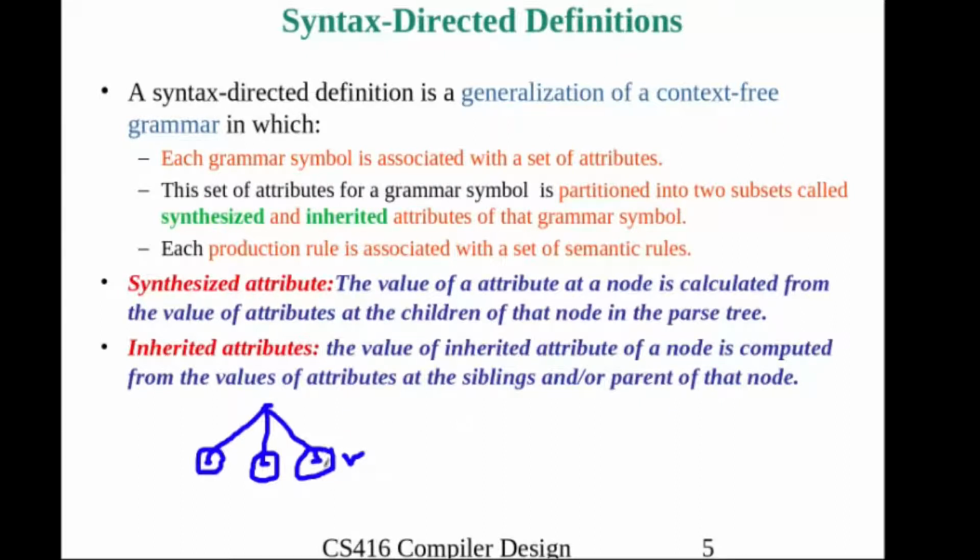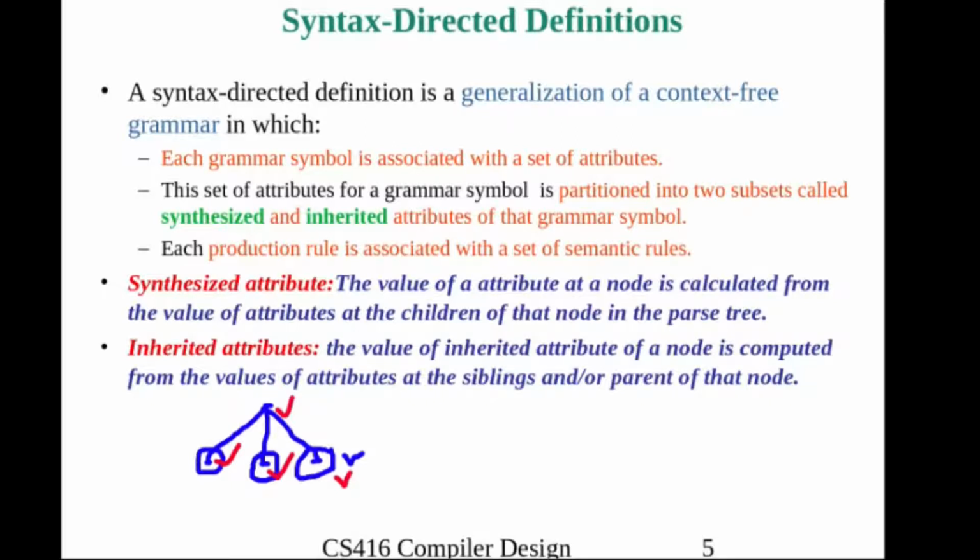In another case, the attribute value of this node depends on this one and this one. That means siblings as well as parents. Then also it is an inherited attribute. The third case is where the attribute value of this node depends on parents, not on siblings. Then also it is an inherited attribute. So in short, we can say the attribute value of a node depends on its parent as well as siblings, not on its children. Then such attributes are called inherited attributes.